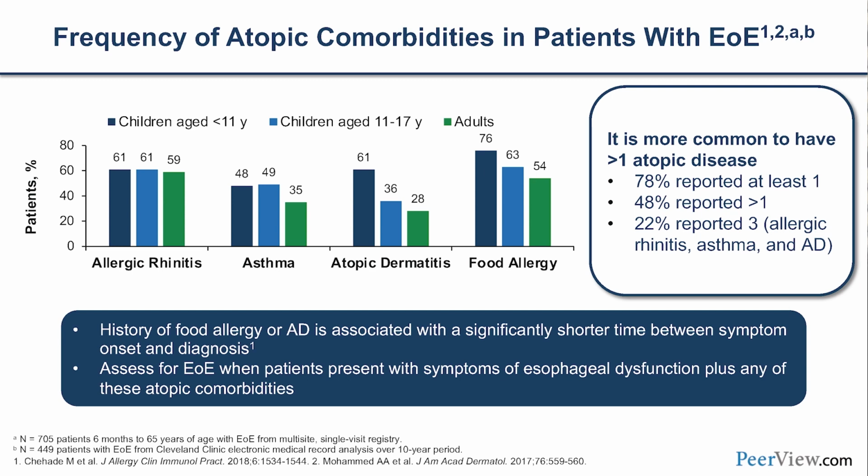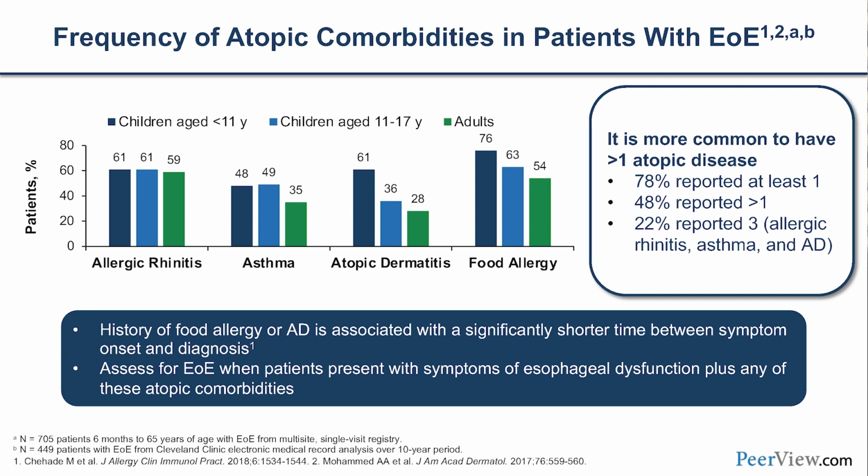The history of having a food allergy or atopic dermatitis is associated with a significantly shorter time between symptom onset and diagnosis, likely because the patient's already under care of providers who are aware of EoE. And it is important to assess for EoE when patients are presenting with multiple atopic conditions and symptoms of esophageal dysfunction. Now, there's ongoing research to answer the opposite question.